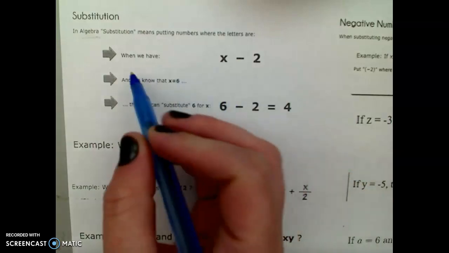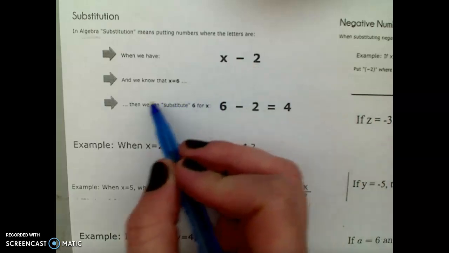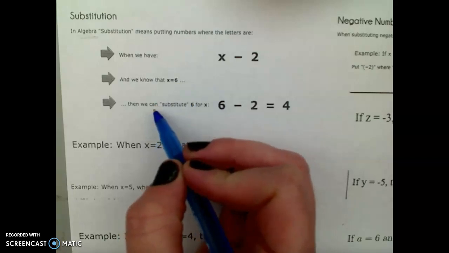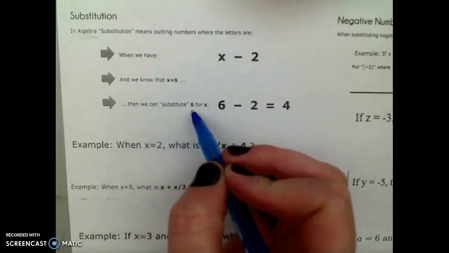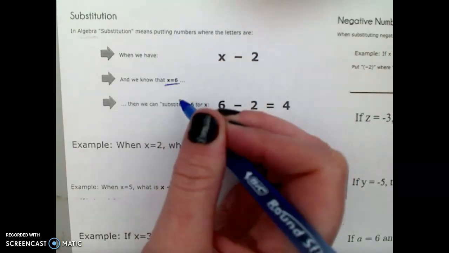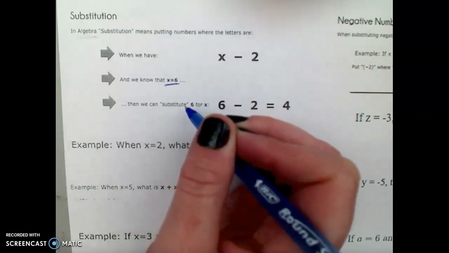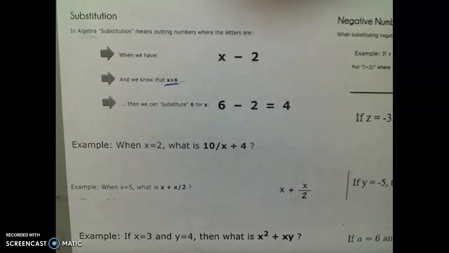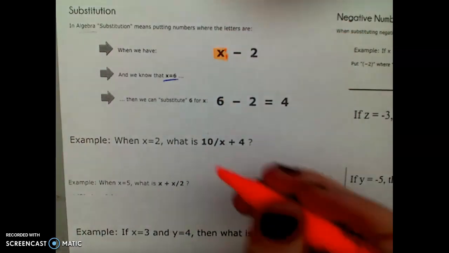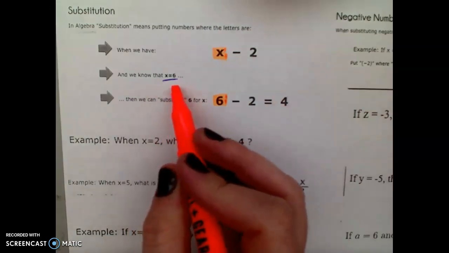For example, when we have x minus 2, but we've been told that x equals 6, we can then substitute the 6 for the x because they just told us that x and 6 are the same thing. They are equal. That means that we can trade them in the equation. So I'm going to use my highlighter, and I'm going to say that x right here is the same thing as this 6 right here because they told us that they were the same thing.